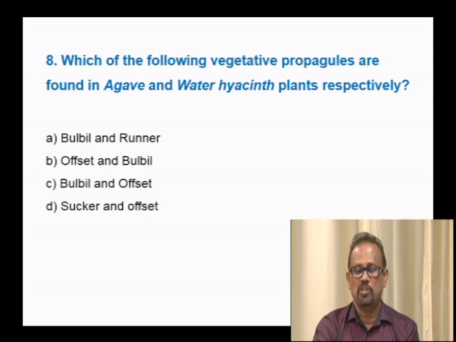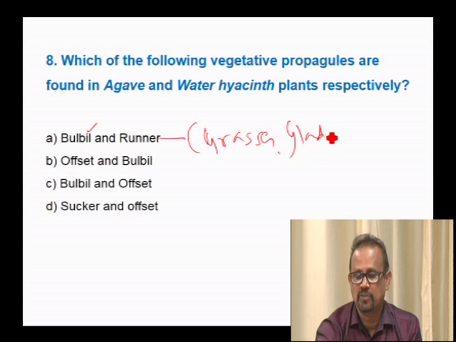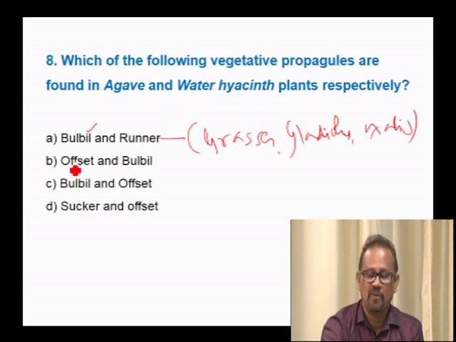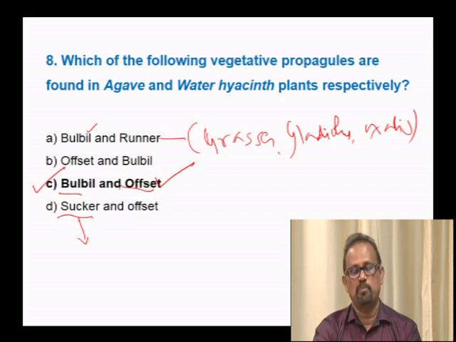Next question. Which of the following vegetative propagules are found in agave and water hyacinth plants respectively? See here, as an example I have given agave and water hyacinth, where you need to know about all the vegetative propagules of the organisms which are given in your book. So, bulbil is a vegetative propagule of agave, correct. But runner can be a vegetative propagule of grasses and even gladiolus and oxalis. So, it is not a vegetative propagule of water hyacinth. Offset for water hyacinth, bulbil for agave. For agave and water hyacinth respectively, it should be bulbil and offset. So, this is the correct answer. Sucker can be seen in chrysanthemum. Therefore, for this question, the correct option is C, that is bulbil and offset.